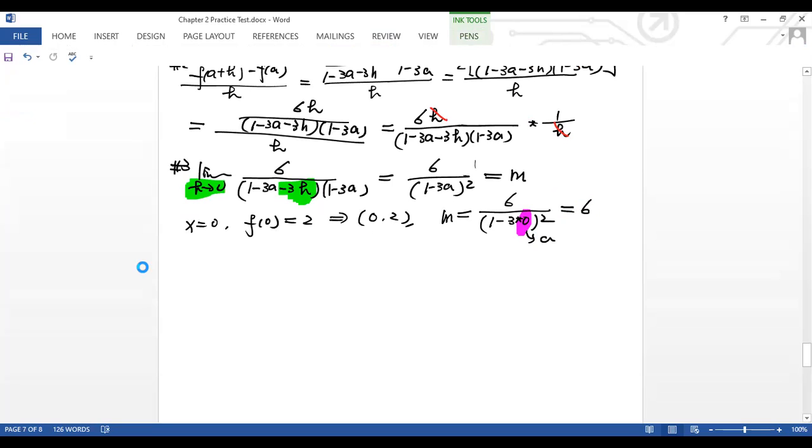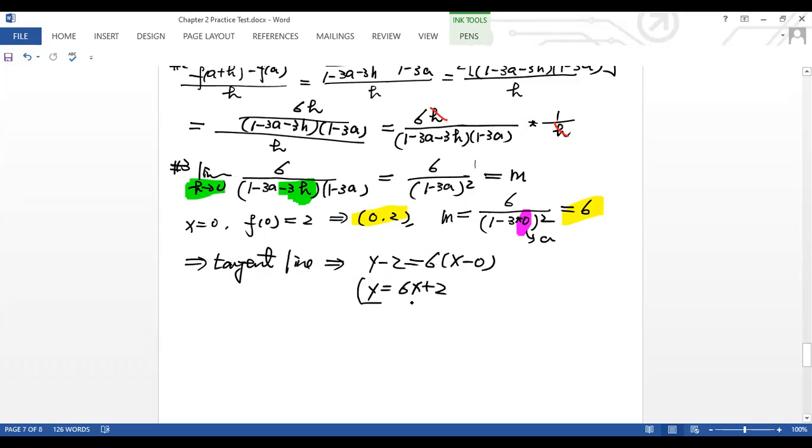This is 6. So you have a point, you have a slope. So what does the algebra tell you? How do I find the tangent line at this point? Use the slope and 1 point, right? So that means y minus 2 is equal to 6 times x minus 0. So what is here? Y equals 6x plus 2.